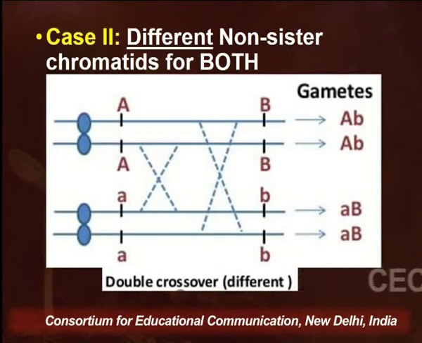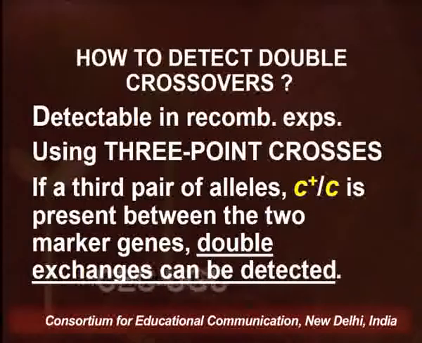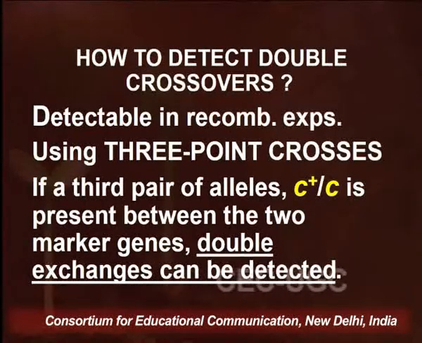In this case, of course, you would find the recombinants, so either of these two could happen in a situation where the genes are much farther apart on a chromosome. Now the problem before us is how to detect these double crossovers, because we find absolutely no way to ascertain these double crossovers with the help of a 2-point cross.